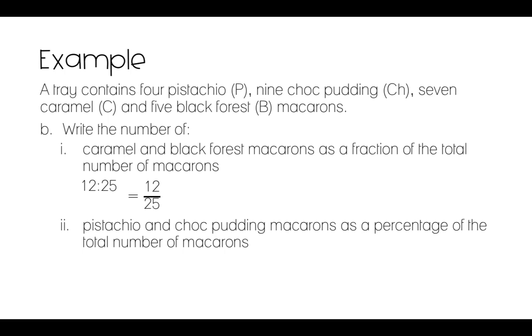Final step: pistachio and choc pudding macaroons as a percentage of the total number of macaroons. There are 4 pistachio and 9 choc pudding, so that gives us a ratio of 13 to 25. Remembering how to create a percentage, we first find our fraction, which is 13 over 25, and we multiply that by 100. So 13 over 25 times 100 gives us a total of 52%.